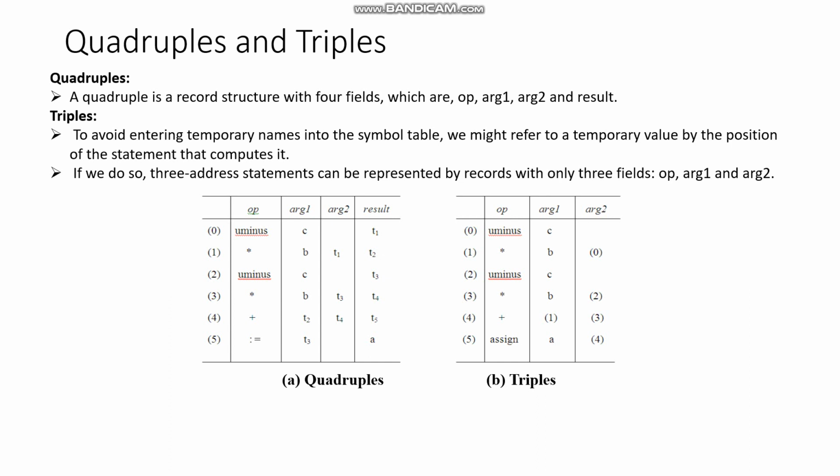So whatever output you are having at statement number 0 is given as an argument to the next one. Let us suppose the output of minus c is minus 10. So minus 10 will be given in the next step as argument 2. So what is argument 2? Minus 10.